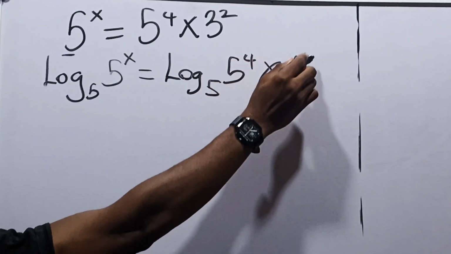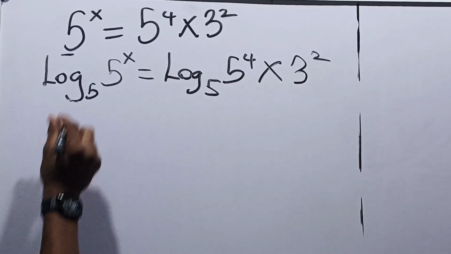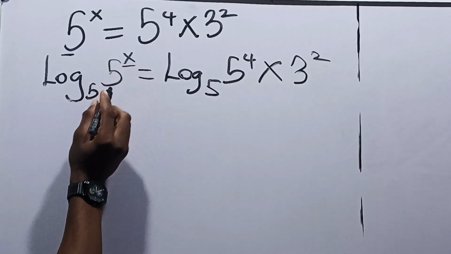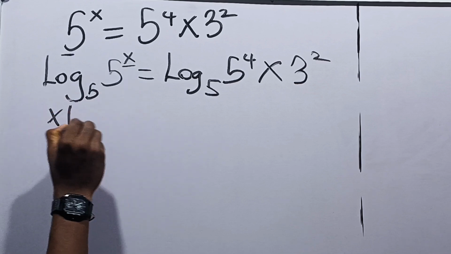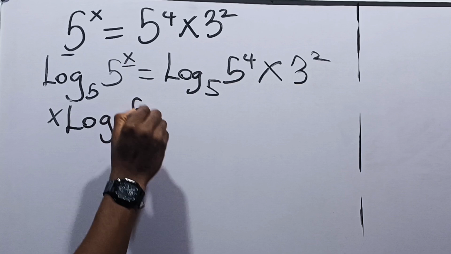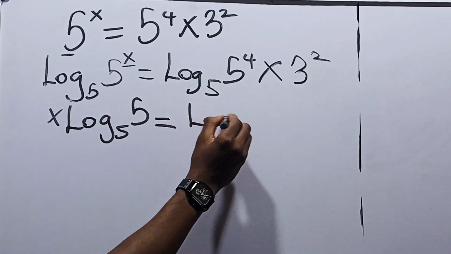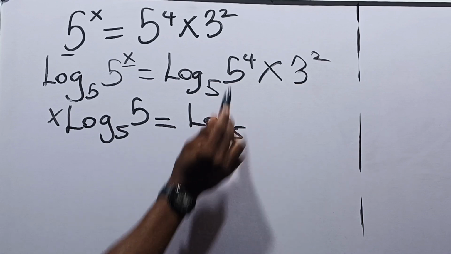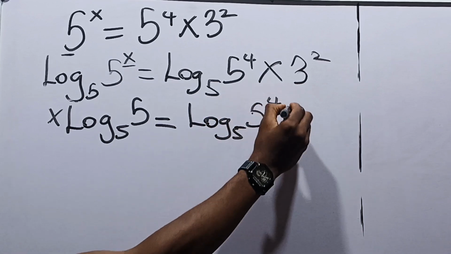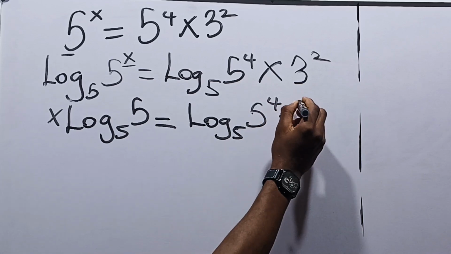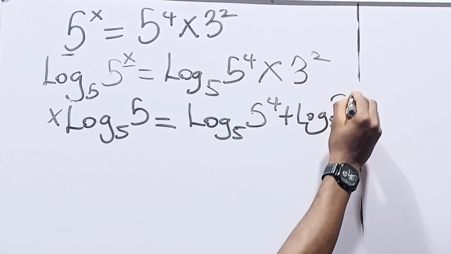Now, when you have the logarithm of a number raised to a power, you multiply the log by the power. So we have x multiplied by logarithm of 5 to base 5 is equal to, for this side, logarithm in base 5 of 5 to the power of 4 times 3 squared, which can be re-expressed as logarithm in base 5 of 5 to the power of 4 plus logarithm in base 5 of 3 squared.